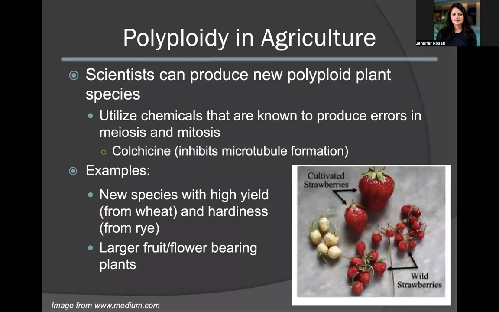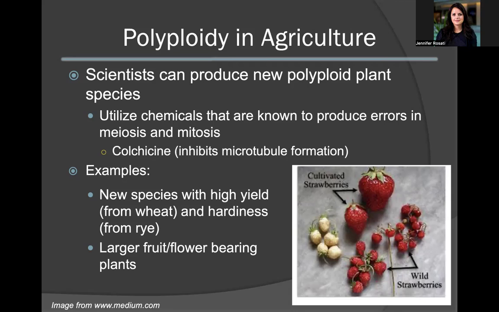Understanding how polyploidy arises in plants is very important in our current agricultural processes. Scientists are constantly producing new polyploid plant species. This is because many of these new species have higher yields, are hardier plants, or can produce larger fruits or flowers.